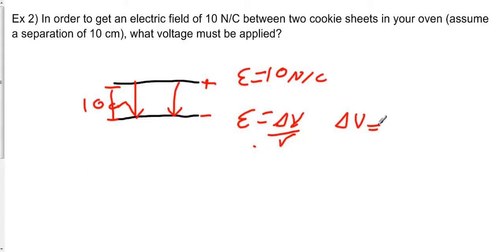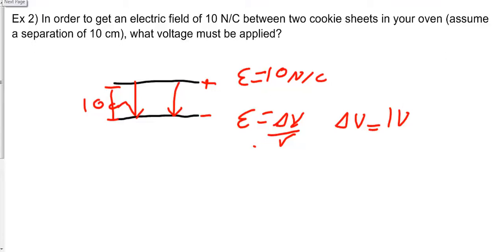Yep, actually, sorry, yep, 1 volt. So it actually only takes 1 volt to do that. So you could do this with a standard AA battery if you wanted an electric field of 10 newtons per coulomb. And so there's that next question there. All right, great. So that's it for the examples here.